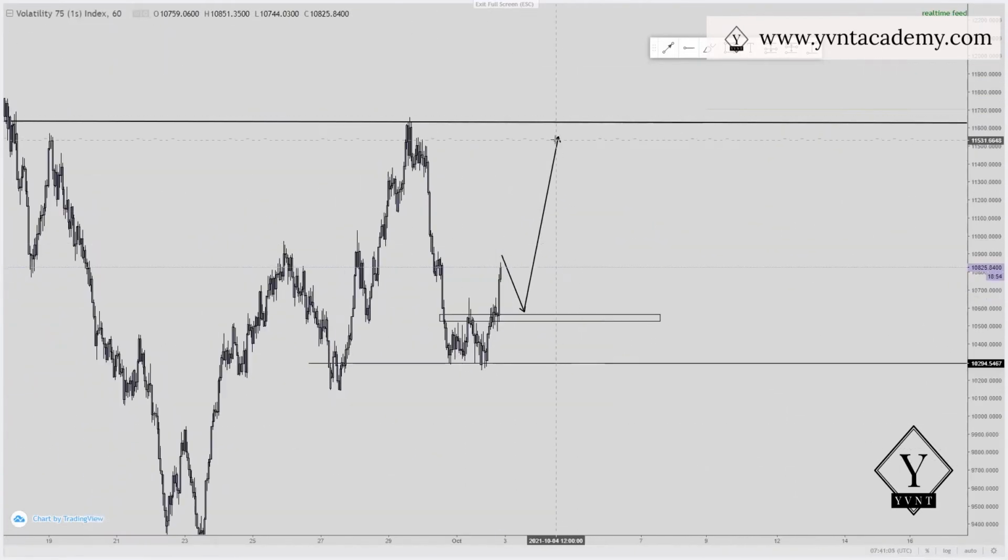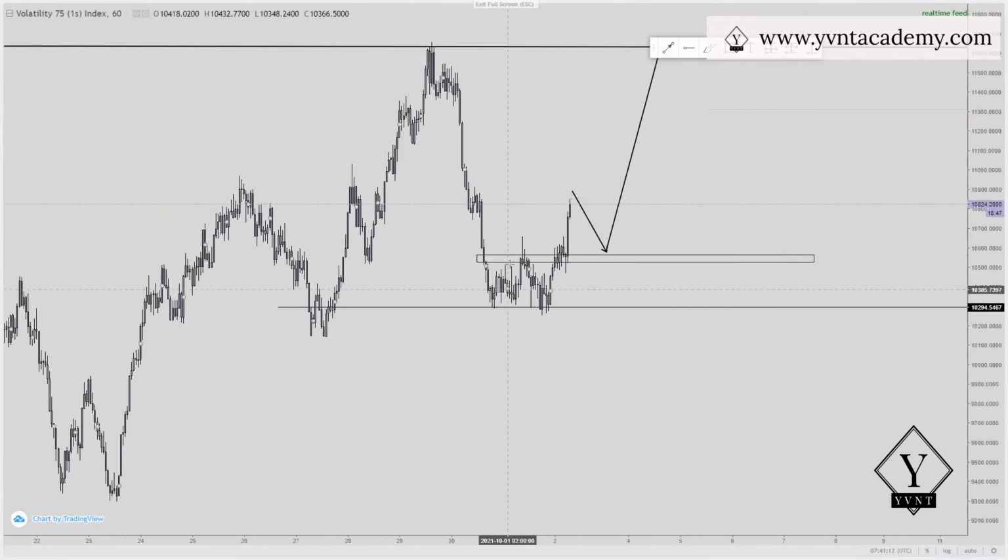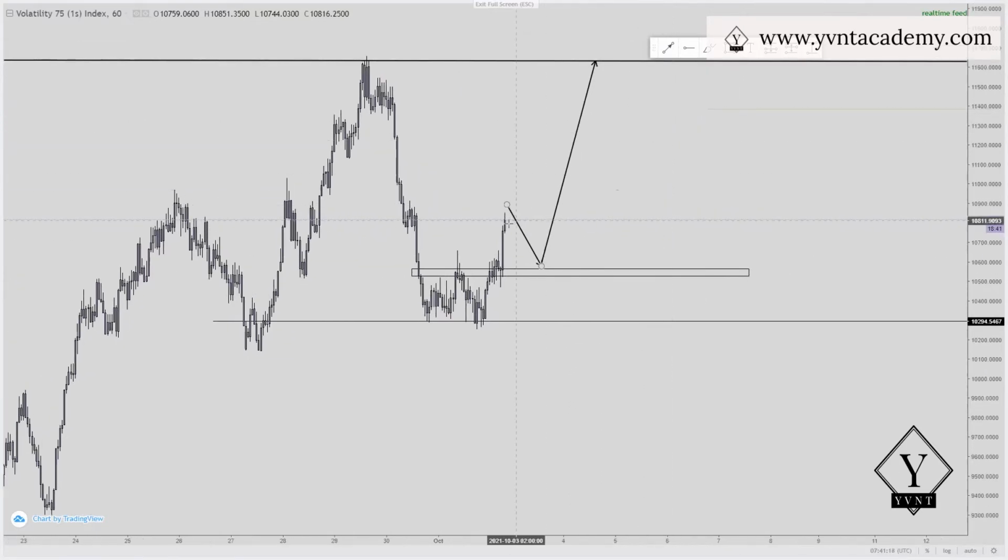This is going to be my setup on vix75 1S. So be on the lookout for the pullback before you take the trade. Don't jump in now. Wait for price to pull back so that you can have at least a tighter stop loss, instead of taking a trade now.